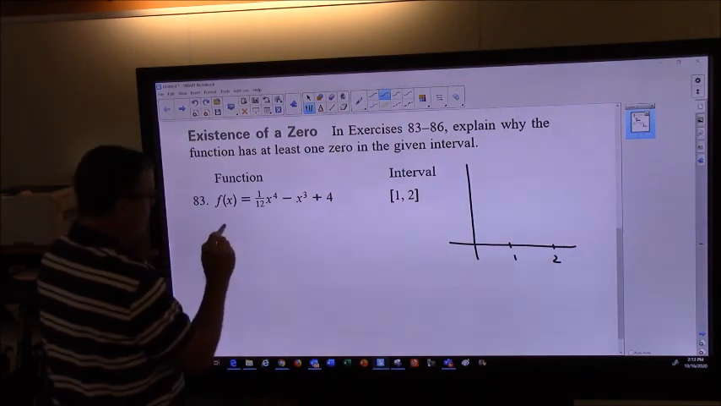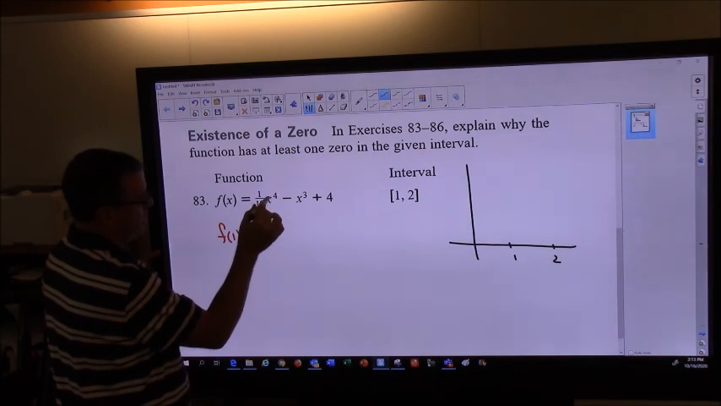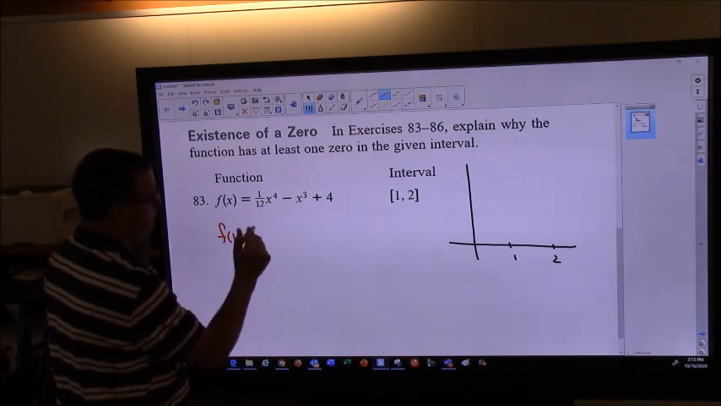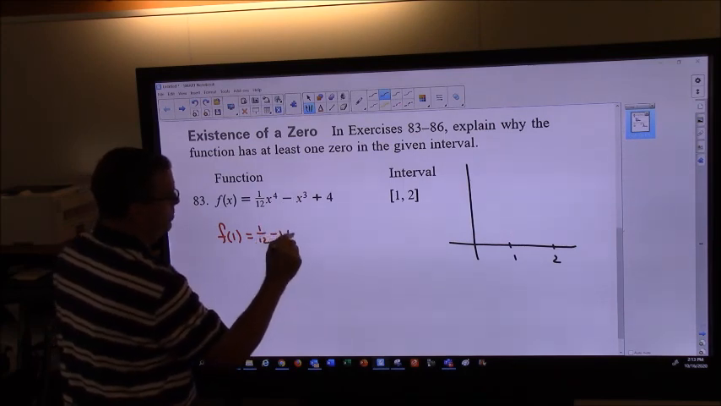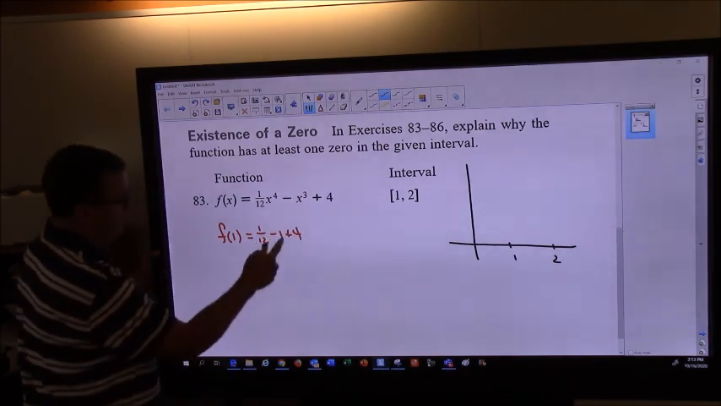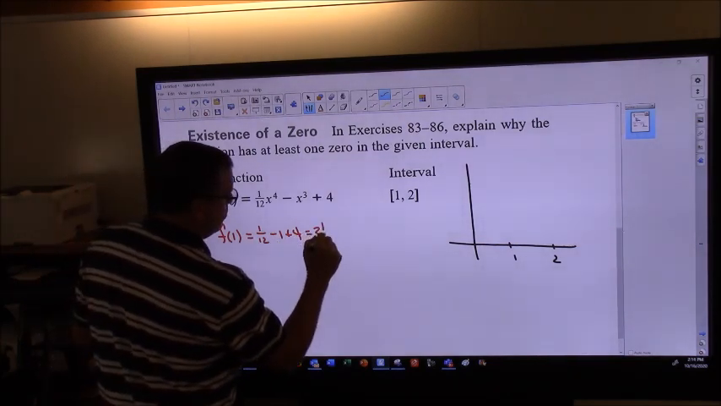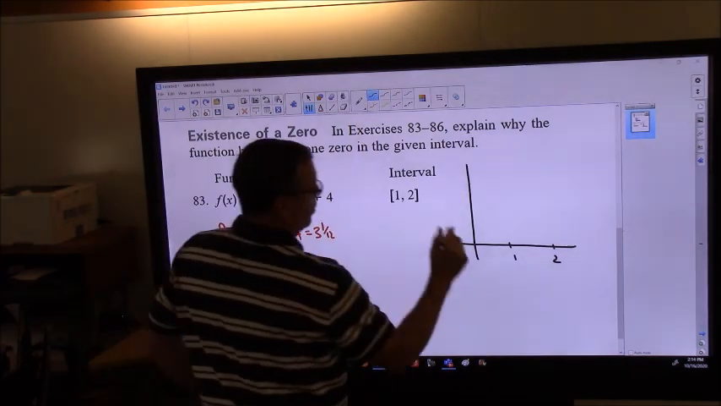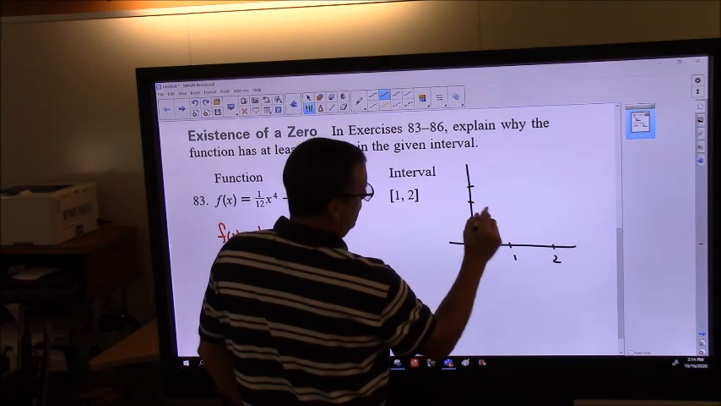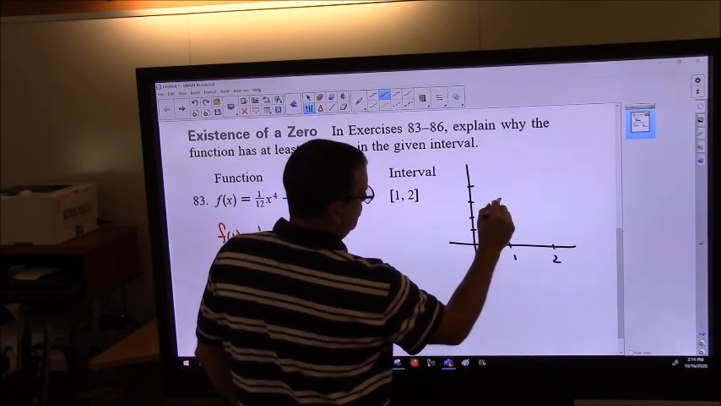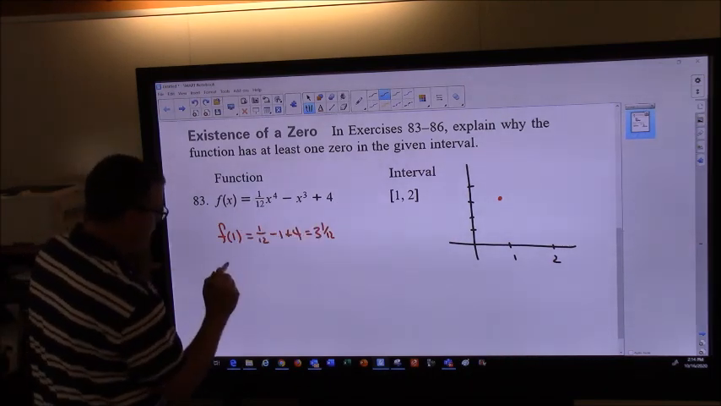Well, let's see. These are both x values. So what I'm going to do is figure out what f of 1 is equal to. If I plug that in, 1 to the 4th is 1, so I get 1/12. Plug a 1 in there, I get -1, and then plus 4. Those add up to 3, and if I add a 12th, I've got 3 and 1/12. So where is that? It's got to be somewhere right about there, just a little bit higher than 3.